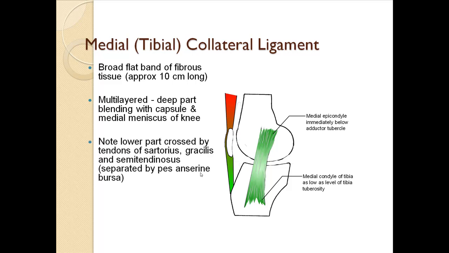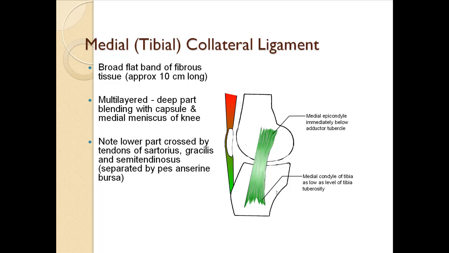The lower part of the medial ligament is crossed by 3 tendons, by the tendons of semitendinosus, gracilis, and sartorius. This area is known as the pes anserine insertion, and the 3 tendons are separated from the medial ligament by a non-communicating bursa called the pes anserine bursa. This can become inflamed, and when it does, we can often mistake this for a medial collateral ligament injury.